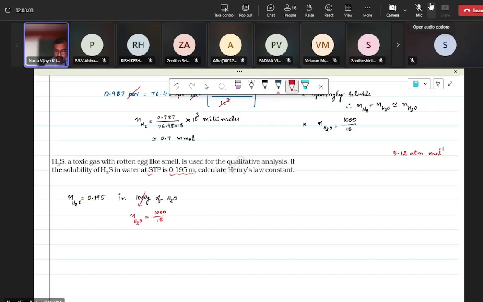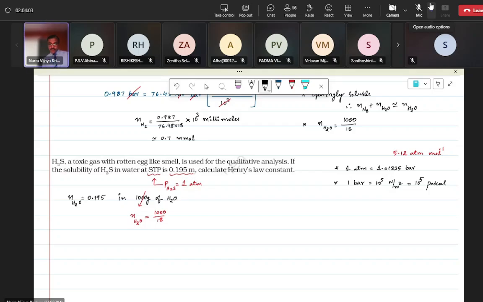At what pressure? Given STP. STP means what pressure? One atmosphere. 1 atmosphere is 1.01325 into 10 power 5 Pascal. Because 1 atmosphere equals 1.01325 bar, and 1 bar means 10 power 5 Newton per meter square, which is nothing but 10 power 5 Pascal.